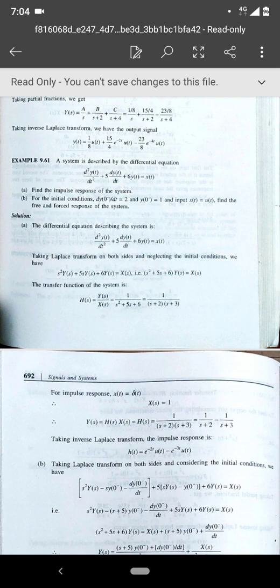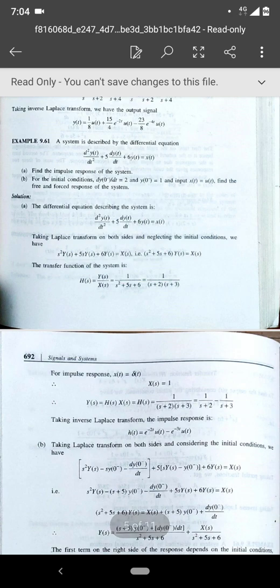Then for the impulse response, x of t is equal to delta of t. What is the Laplace transform of delta of t? It is known that X of s is equal to 1. You are actually finding the impulse response, that is y of t. So to find y of t, you have to find Y of s first. So Y of s is equal to H of s into X of s.